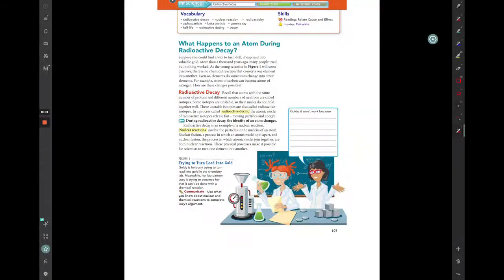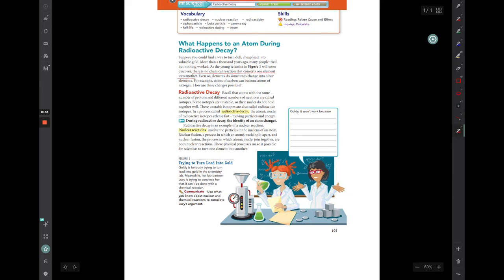In this lesson, we are going to focus on the radioactive elements and specifically what happens to an atom during radioactive decay. It is important to know, as we've been talking about these elements, that there is no chemical reaction that converts one element into another. So like these scientists at the bottom, if you wanted to take a big chunk of lead and turn it into gold, you can't do that. You can't turn one element into another element.